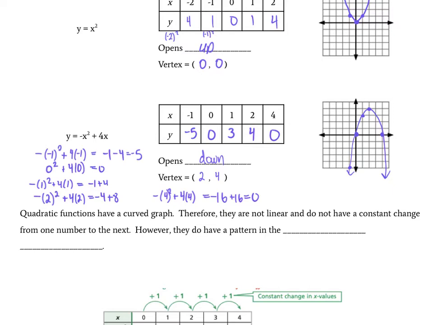So what makes a graph open up or down? Well, we need to go back and look at our x term. If it's a negative x squared, then it's opening down. If it's a positive x squared, it's opening up.